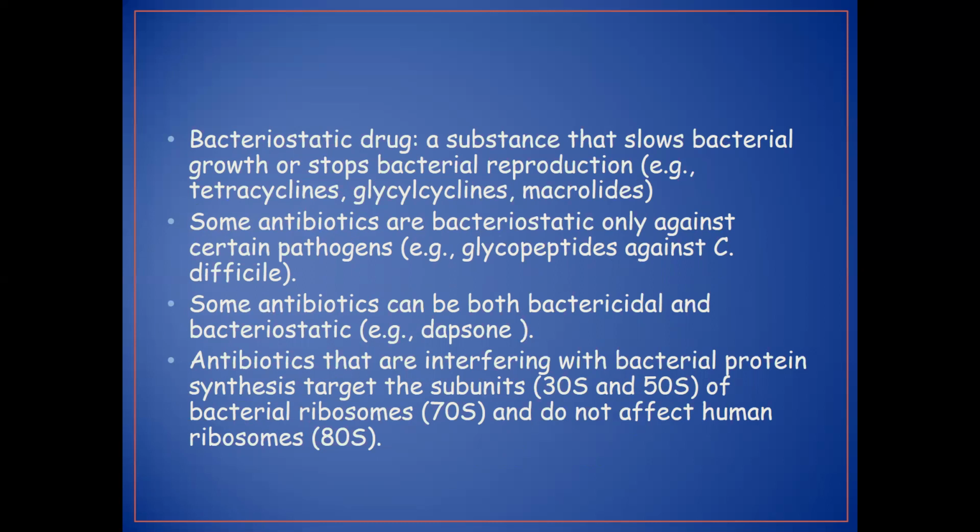Antibiotics that interfere with bacterial protein synthesis target the 30S and 50S subunits of bacterial ribosomes, which are 70S, and they do not affect human ribosomes, which are 80S. Okay? So bacterial ribosomes are 70S and human ribosomes are 80S. If they're interfering with bacterial protein synthesis, what they'll target is the bacterial ribosomes, and that will not affect the human ribosomes. Okay? So that's all about the introduction of antibiotics.